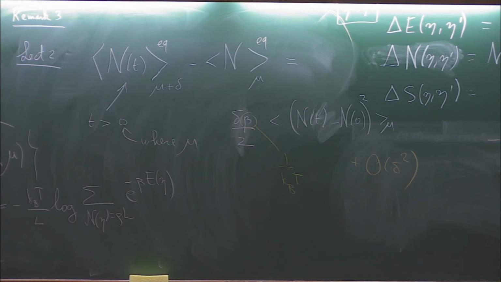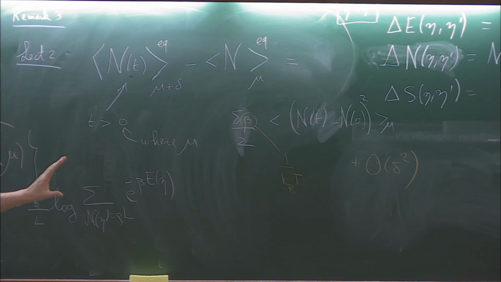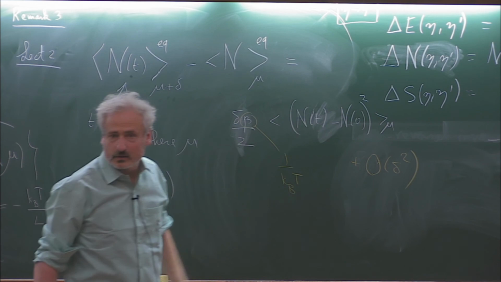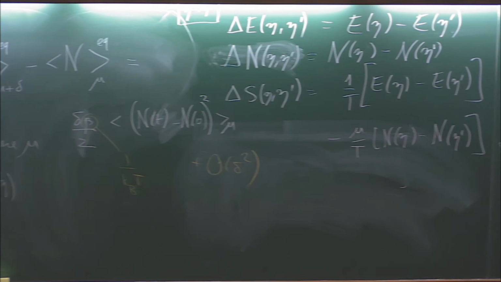So obviously, I can take the limit as t goes to infinity, and then I would get my formula that I didn't know how to write. I just take the limit of t going to infinity, and then I have equilibrium in mu plus delta minus equilibrium in mu. So far, so good. So that's called the Kubo formula. Maybe I will add this Kubo here. And that finishes the equilibrium part.